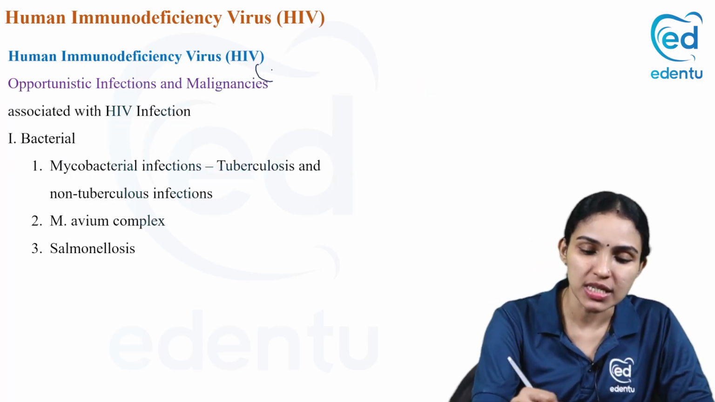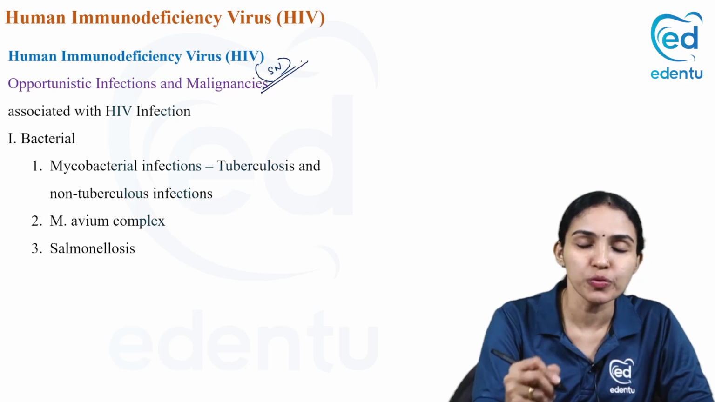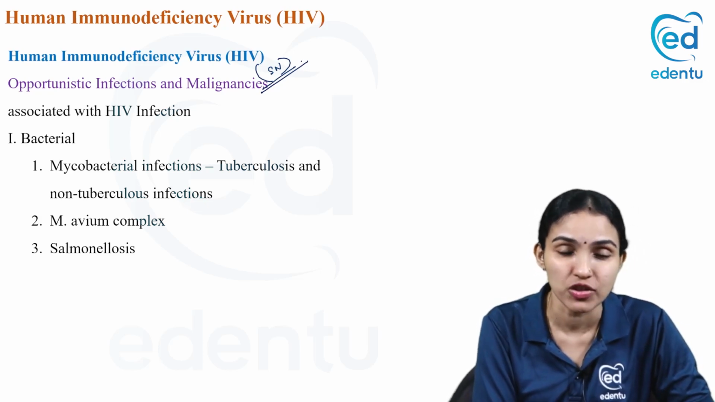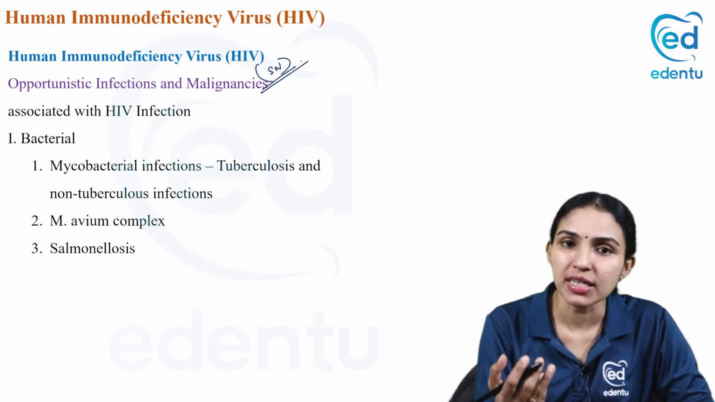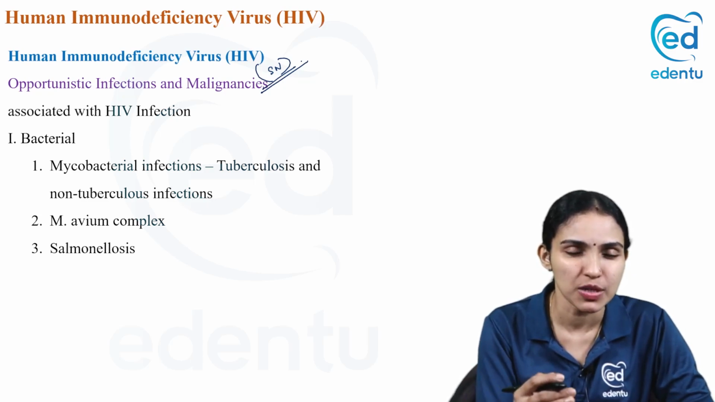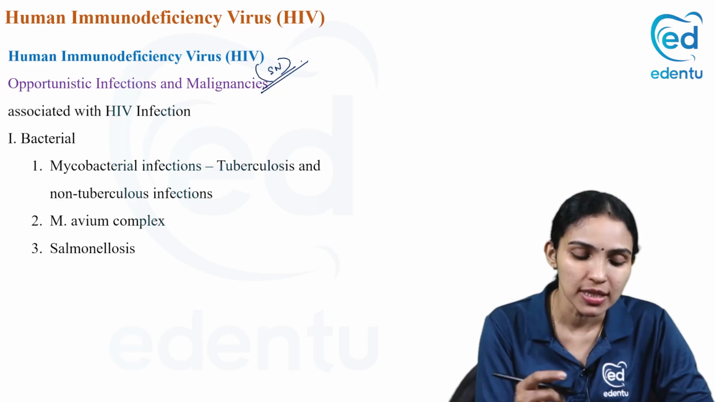So these are some of the oral manifestations of HIV. Now, another question that can be asked is what are the opportunistic infections that you can see in an HIV patient. So there are bacterial, viral, fungal and parasitic infections. You have to memorize a few of the infections from each section.